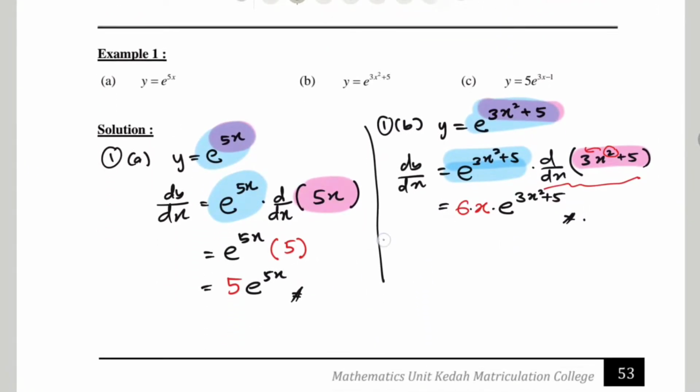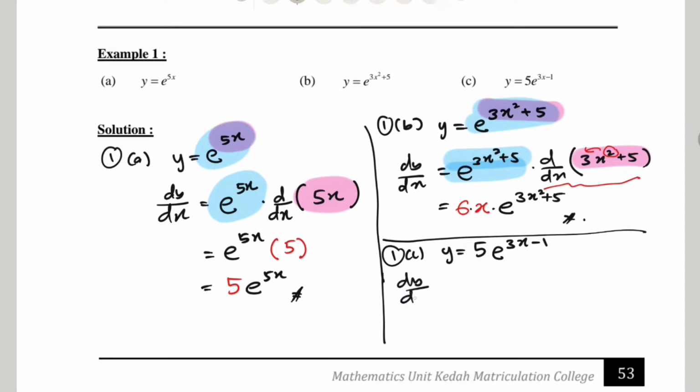Okay, now let's look at question 1c. y is equal to 5e to the power of 3x minus 1. Same steps follow. This is a constant. So for any derivative, whenever there's a constant multiplied with an unknown, you just have to write the constant in front and multiply with everything that's behind it.